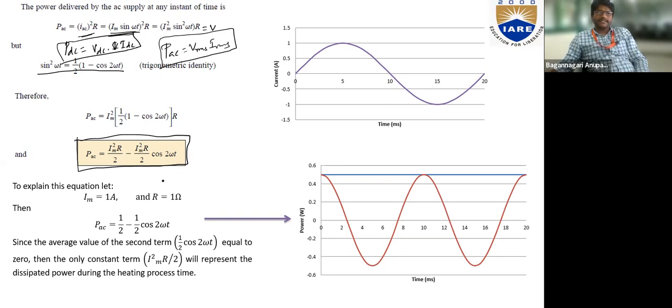So I can divide this into two terms. I can take Im square common: Im square by 2 into R, times 1 minus cos 2 omega t. So what's the equation we are going to get here? Since the frequency is involved, the cosine term averages to 0. The only term left is Im square R by 2, which represents the power that is dissipated. This is in general.